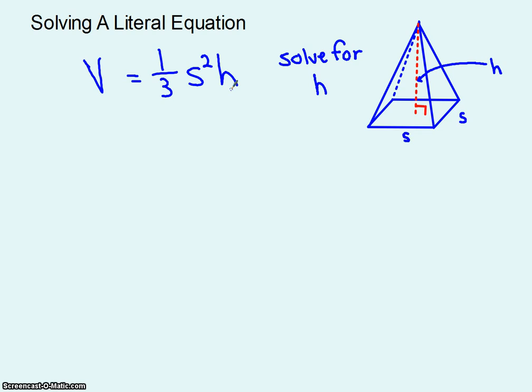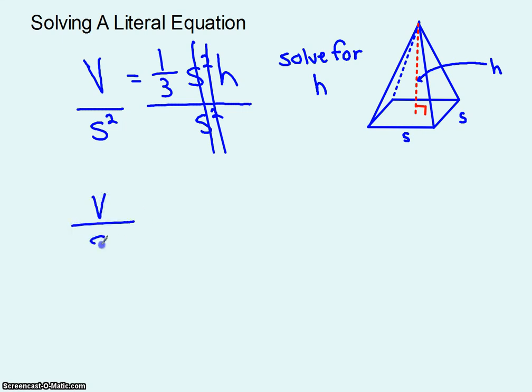h has been multiplied by s squared, and it's been multiplied by 1/3. So let's start taking care of those things. Let's take care of that s squared. Since it was multiplied by s squared, we'll just divide by s squared, and that'll cancel out the whole thing. And, of course, divide the other side by s squared as well. Let's write down what we've got. We've got V over s squared equals 1/3 h. So h is not by itself, but it's closer.